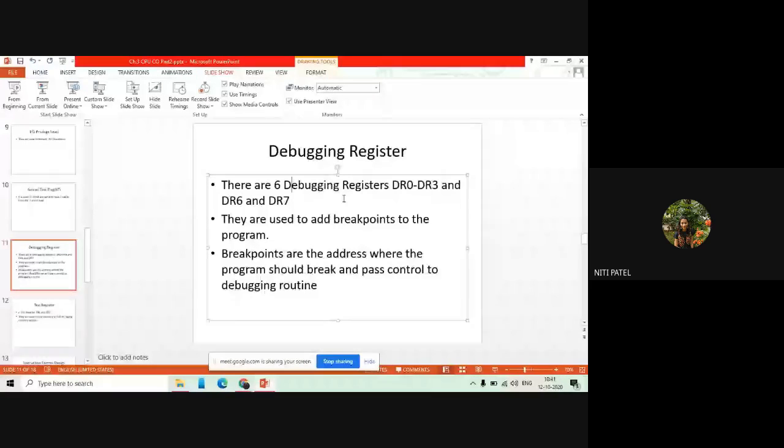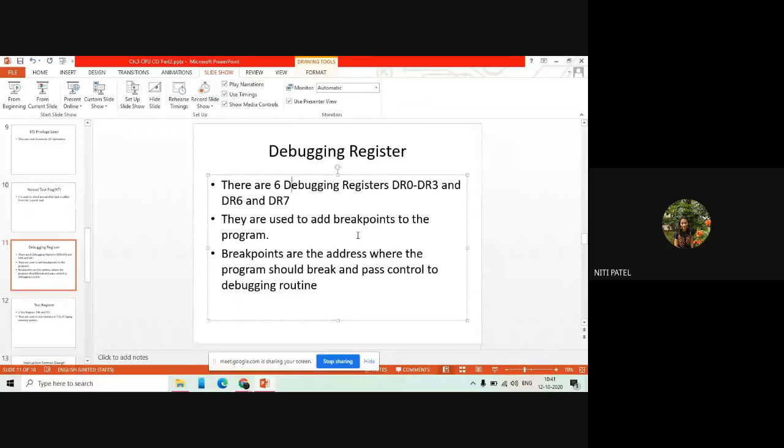Okay, now what is the function of this debugging register? First, it will debug each and every line. If it encounters a problem, it will be used to add a breakpoint to a program. Now what is a breakpoint? Now what breakpoint means, suppose I have 6 lines of my program.